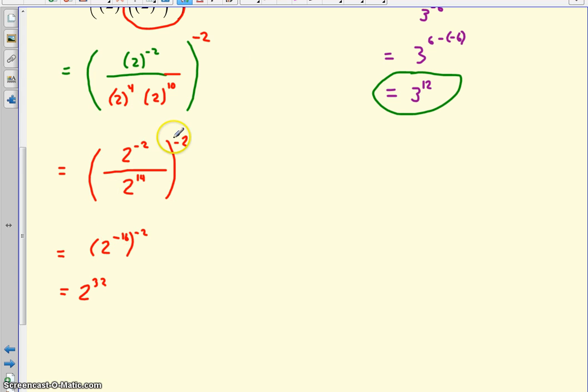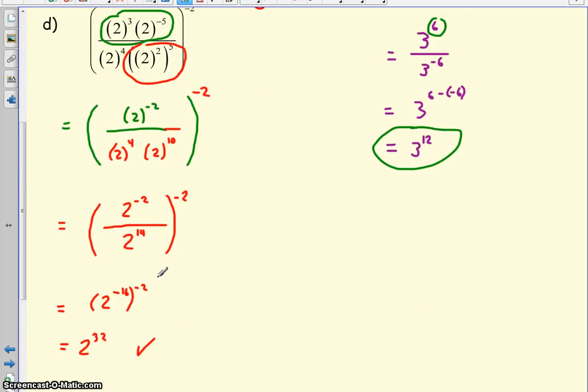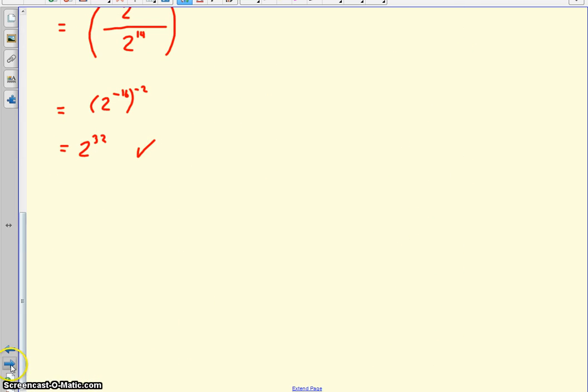And remember, all along, all this is to the exponent of negative 2. So then I have 2 to the negative 16, all to the exponent of negative 2. Multiply those exponents together, I get 2 to the exponent 32. Okay, so let's keep going. Let's try a few more.